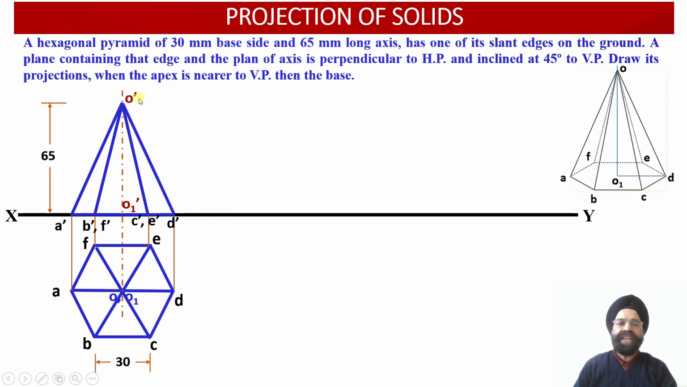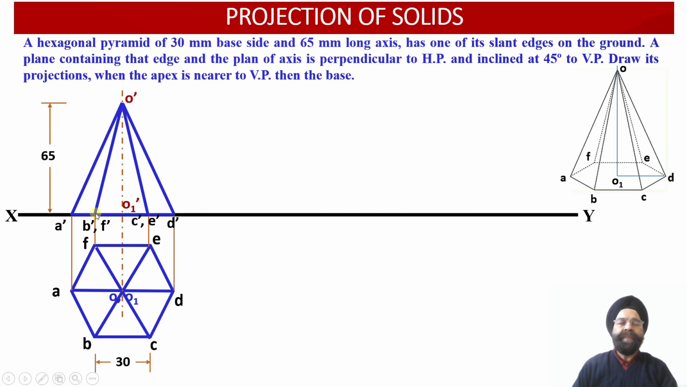So from O dash, which is located at a height of 65 millimeter from the base of this hexagonal pyramid, now we need to join the slant edges O dash A dash, O dash B dash, O dash C dash, O dash D dash, O dash E dash and O dash F dash over here.